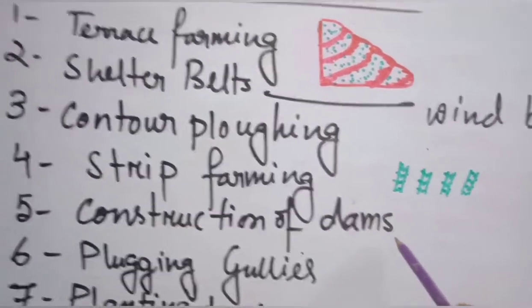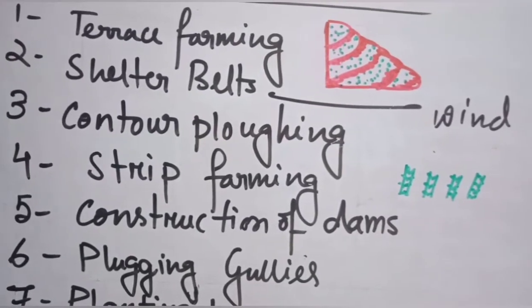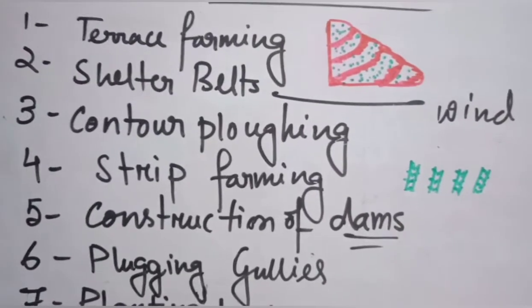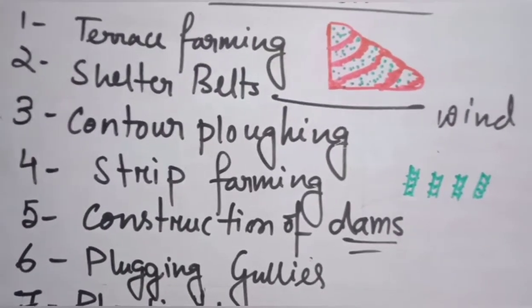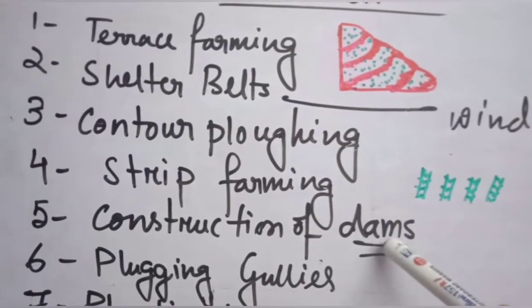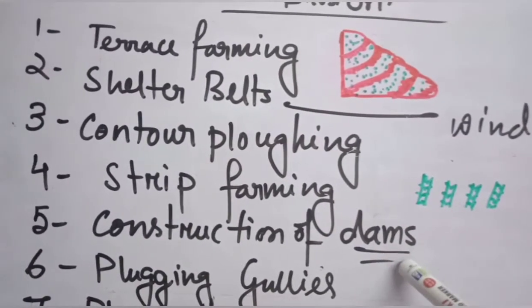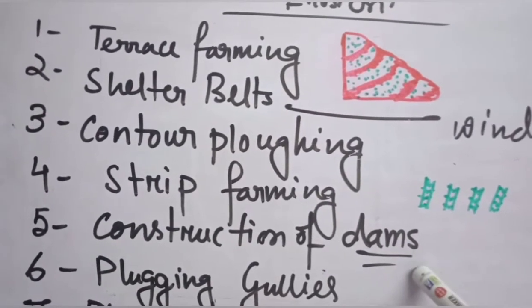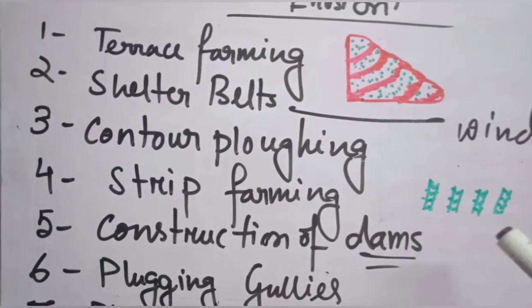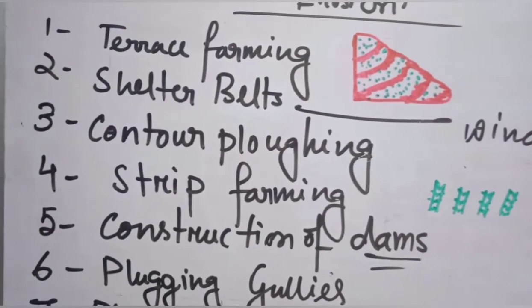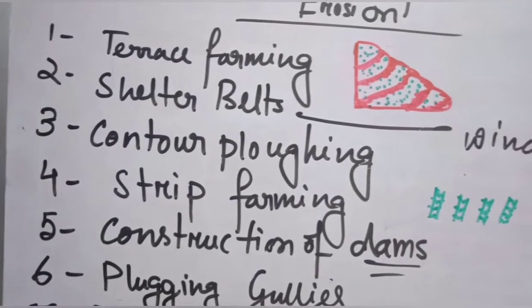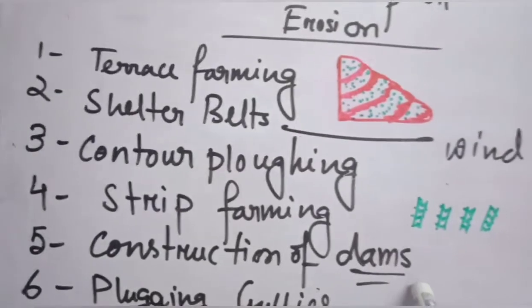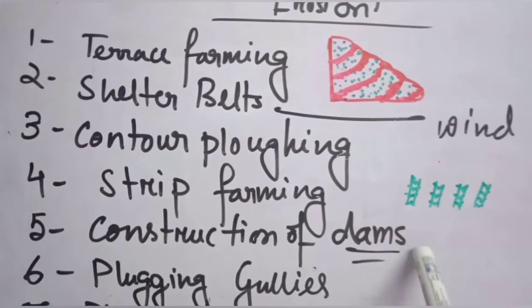Construction of dams. You know students, dams are known as multi-purpose projects. There are a number of reasons behind the construction of dams, but one of the most important reasons is the control or prevention of soil erosion. Whenever we construct dams in the upper course of rivers, they can control soil erosion, which can increase the productivity and fertility of the soil.